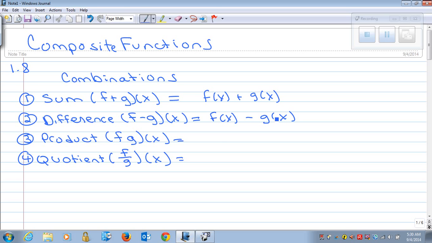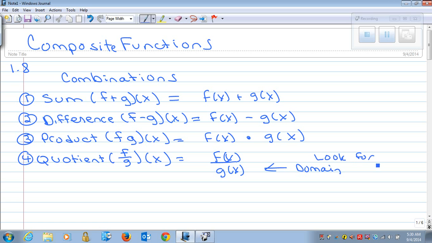For product, that's f times g of x. You would write it as f of x times g of x, and you would multiply and simplify if you can. And then for a quotient, f over g of x, you would write it as f of x over g of x. And again, here you're going to have to make sure you look for domain restrictions, because you can't have a zero in the denominator of a fraction.